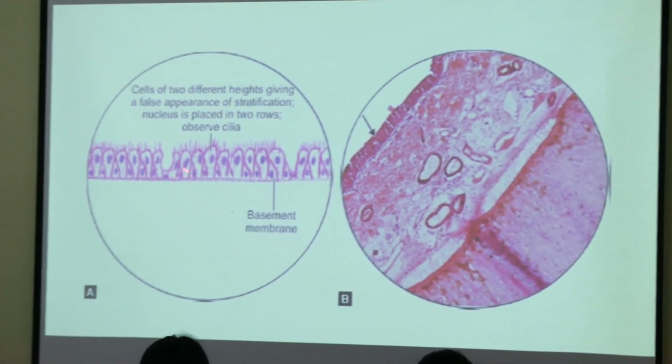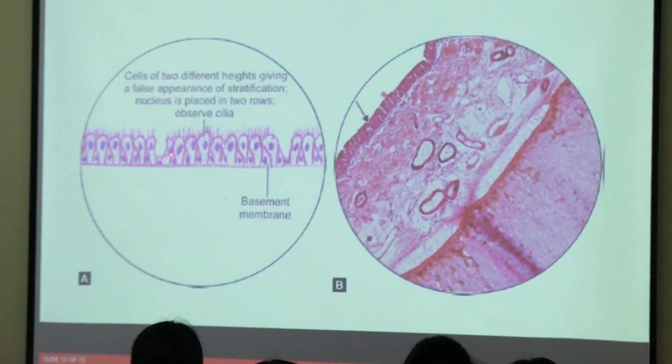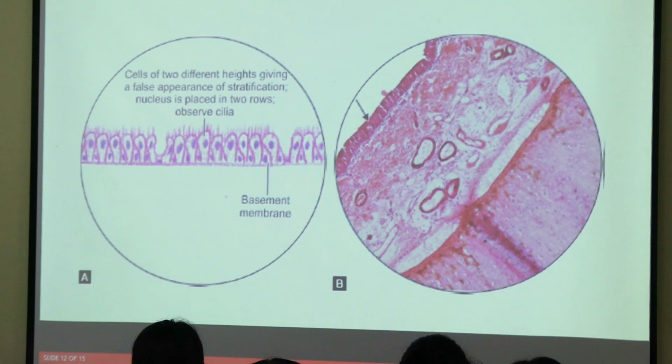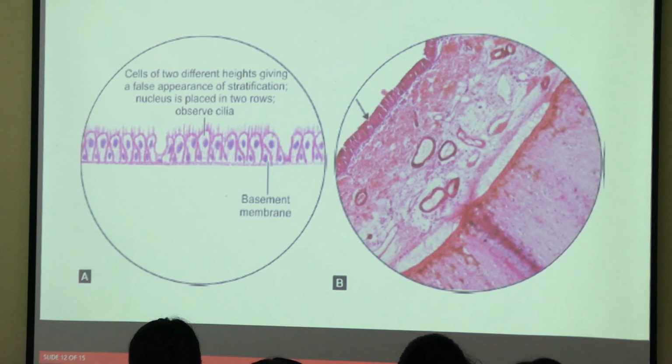ठीक है? See, these are the pseudostratified columnar epithelium. This one is basement membrane. See, there are single cell layers only, but the nuclei are arranged in different levels. So it looks like there are two cell layers, but है क्या? एक ही है layer, but the nuclei are arranged in different levels. देख के लगता है कि stratified है, but these are not stratified. This one is pseudostratified ठीक है.